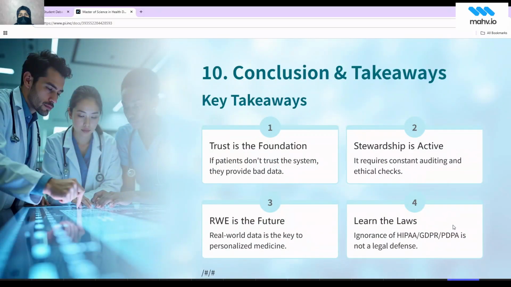So what are the conclusion and takeaways? Trust is the foundation. If patients don't trust the system, they provide bad data. So we have to achieve the trust of the patient. Stewardship is active. It requires constant auditing and ethical checks. Real world evidence is the future, so we have to work in the real world in order to make our plan successful, and learn the laws we have discussed.